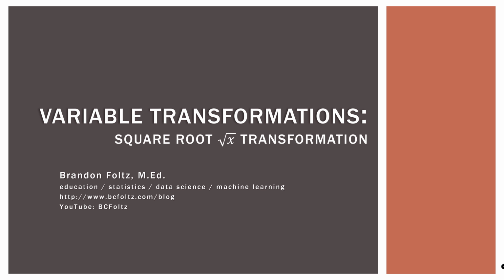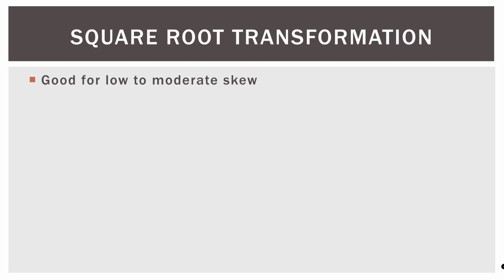In this video, we will continue our playlist on variable transformations, looking specifically at the square root transformation. So let's get started. The square root transformation is good for low to moderate skewness. If the data is severely skewed, we might use something more powerful like the log transform or the multiplicative inverse transform.